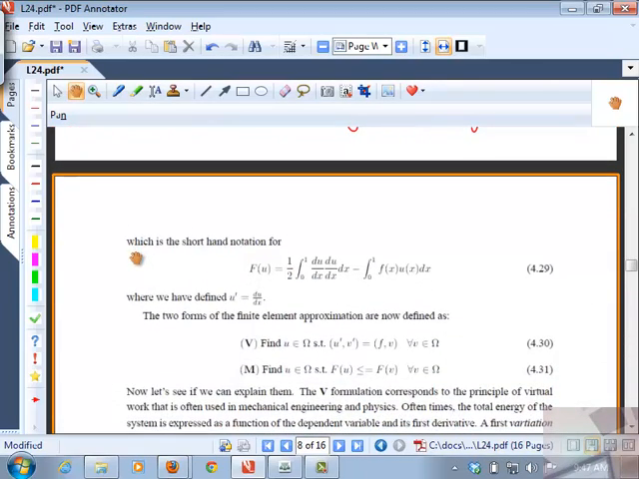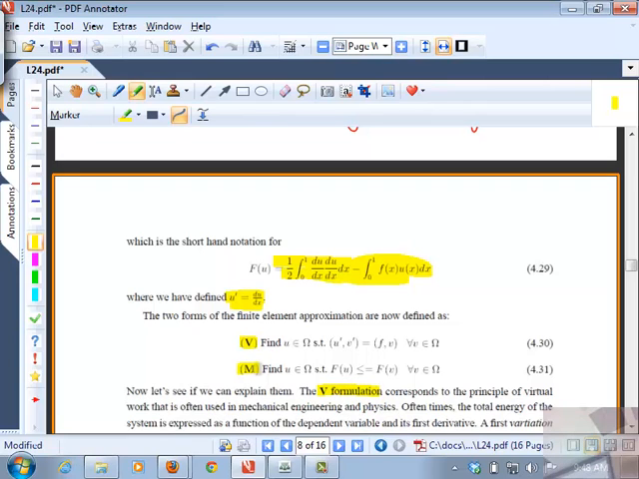Oh, so they have it here, which is the shorthand notation for that integral representation. Okay? And here u prime is du dx. So they're saying that in the finite element approximation, there are two alternate ways of looking at it. And this is historically how the finite element method evolved from civil engineering, structural engineering, structural mechanics, solid mechanics, etc. One, what they call the variational problem, and the other one they call the minimization problem.